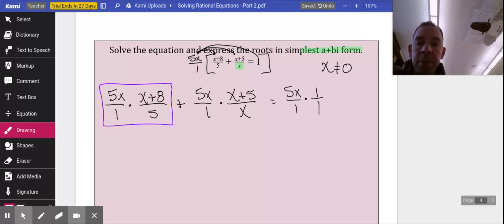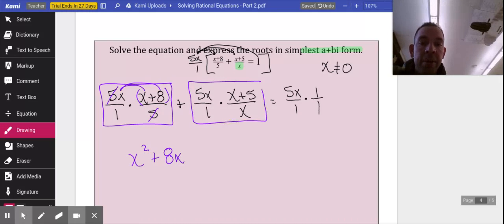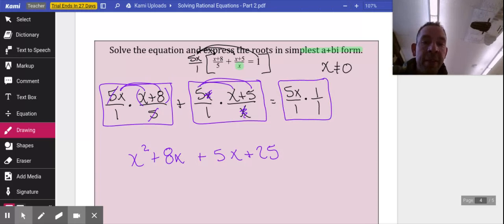On the first term, we're going to cancel the 5s and then distribute this x into the x plus 8. Okay, on the second term, I'm going to cancel the x's and then distribute the 5 into the x plus 5. And then, of course, on that third term, nothing cancels. In this case, we would just get 5x.